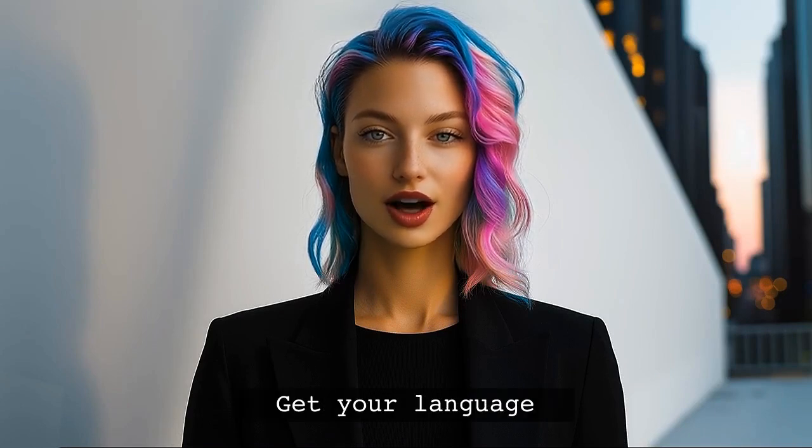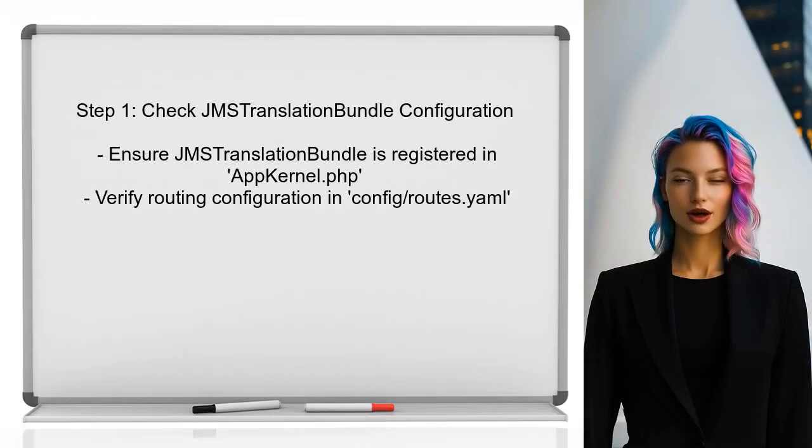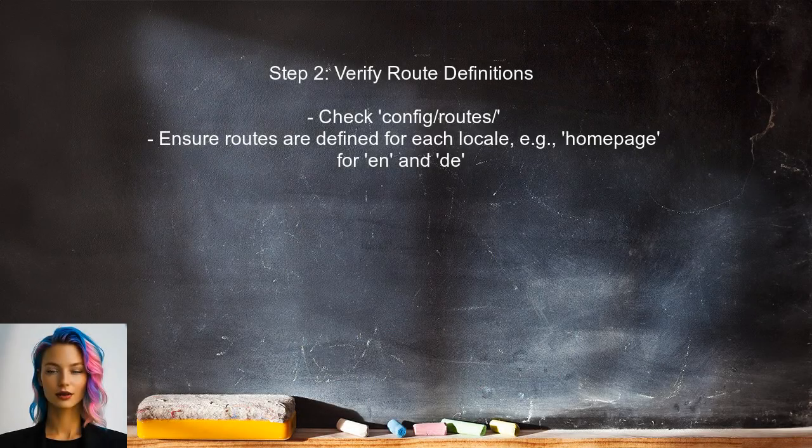To resolve the issue with generating translated routes, the user should ensure that the JMS translation bundle is properly configured. This includes checking the routing configuration in the Symfony application. Next, the user needs to confirm that the routes are correctly defined for each locale. This can be done by reviewing the routing files and ensuring that the routes are set up to handle different languages.